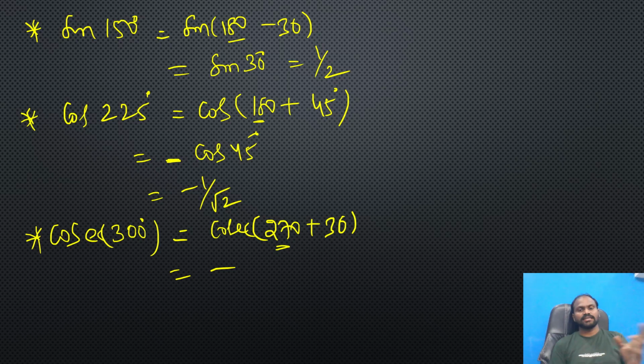So for 270, cosec becomes what? Secant, because it will be on the y-axis. So secant 30. What is secant 30? 2 by root 3. So minus 2 by root 3 is the answer.